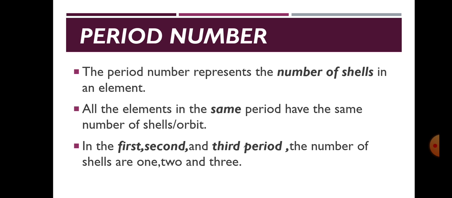And the second point is that the elements present in the same period have the same number of shells. In the first period, all the elements consist of one shell. In the second period all the elements consist of two shells, and in the third period all the elements consist of three shells.